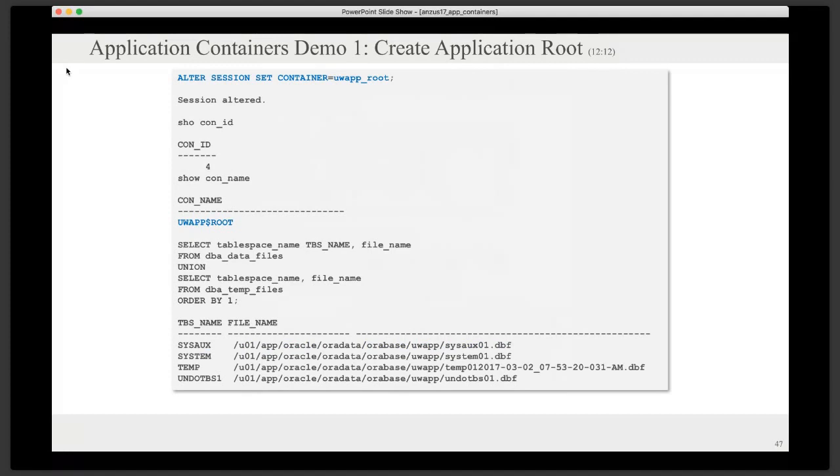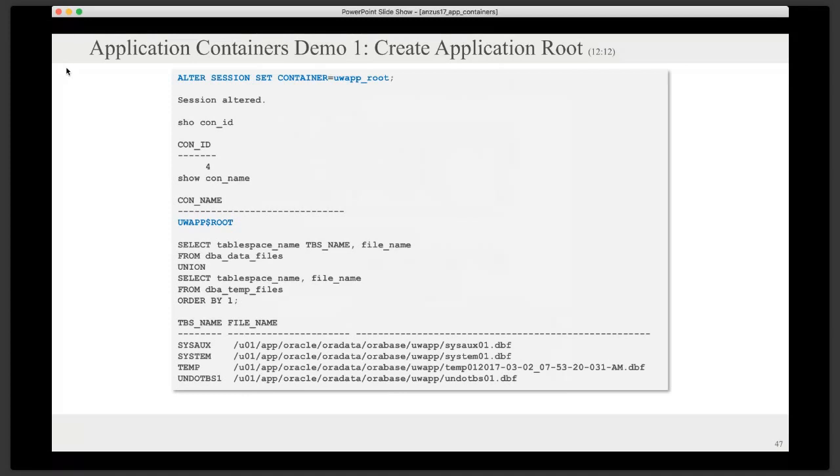I was logged into my root container. I want to change over to my new application root. I could log in as my admin user, or I can stay as sysdba and do an alter session and change the container. So I'm still in my same session, but I'm now inside of that container. When I say show container ID, it's 4. Show container name, I get my UW root.